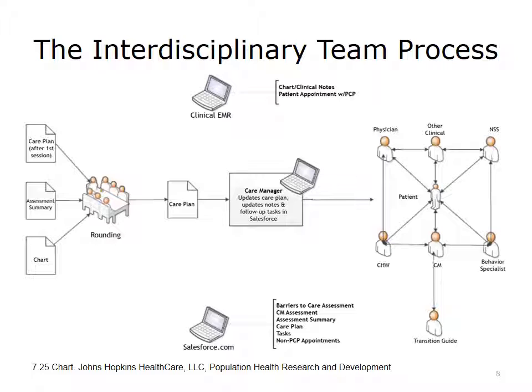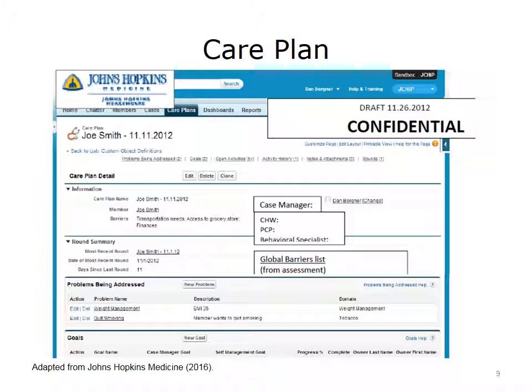So there is one care plan, although there are multiple people involved in the care of the patient. That care plan is generally kept up to date by the case manager. And that care plan outlines how the physician, how the community health worker, how the case manager might be interacting with the patient. Here's a look at how a care plan may look.